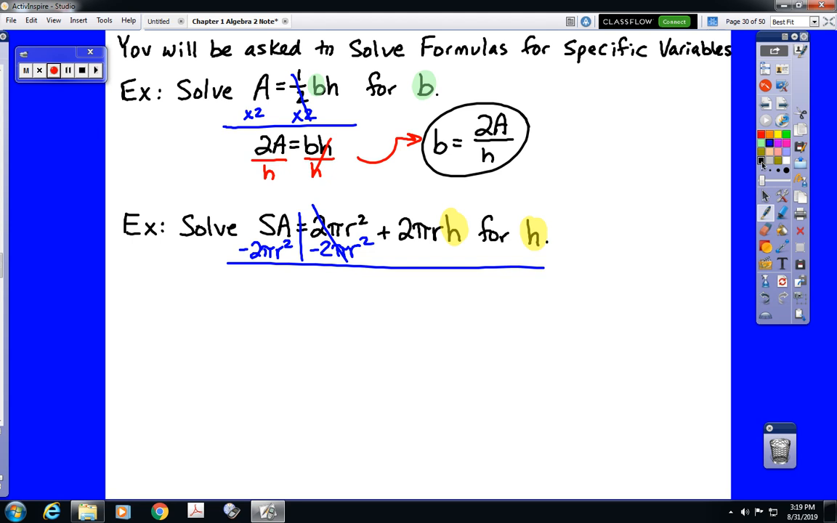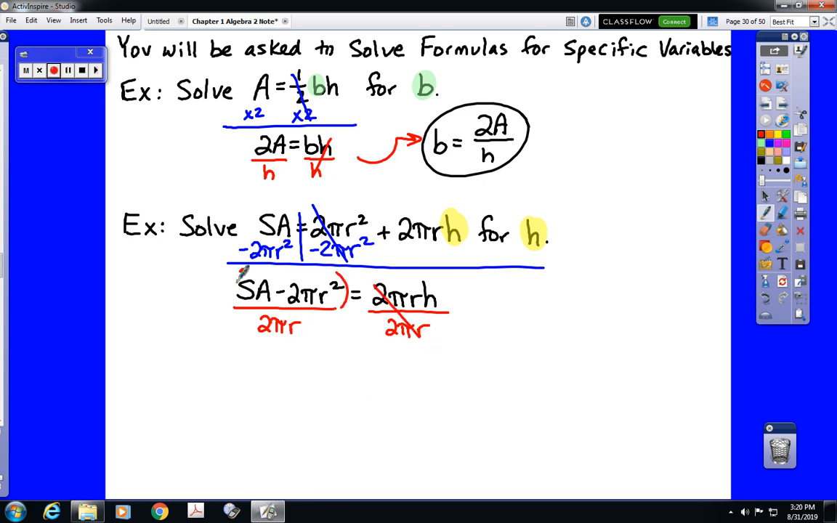Now when we do that, we can't actually combine SA and negative 2 pi r squared. So we just write surface area minus 2 pi r squared equals, and we still have 2 pi r h on the right side of the equation. Now there, if we're trying to get h by itself, all of this is being multiplied. So we simply divide by everything that's not h. We do the same thing over here. Everything divided by 2 pi r.